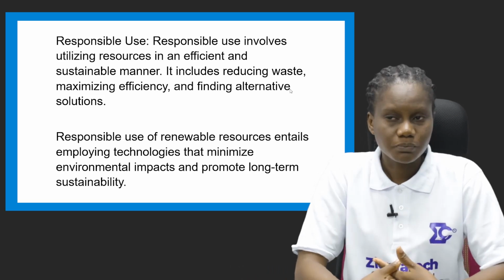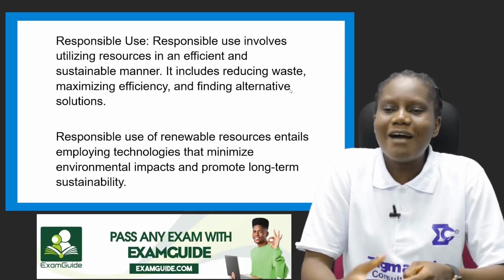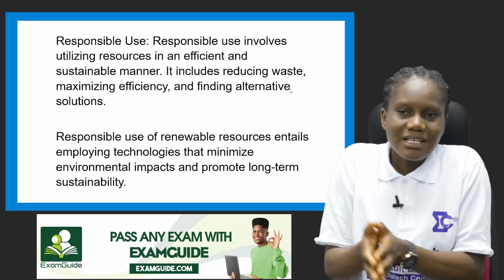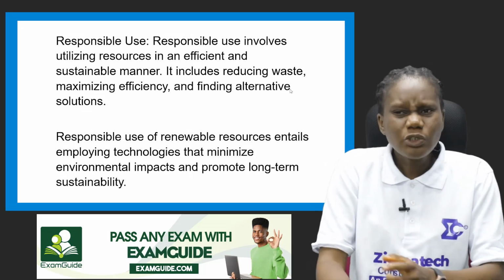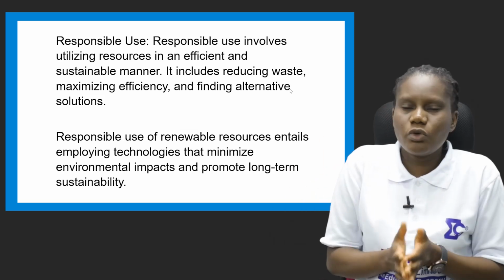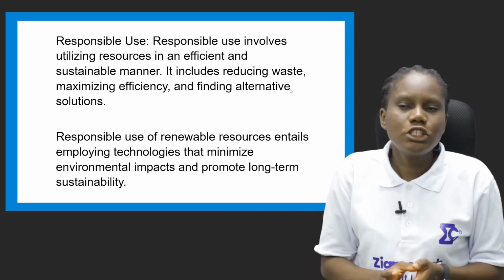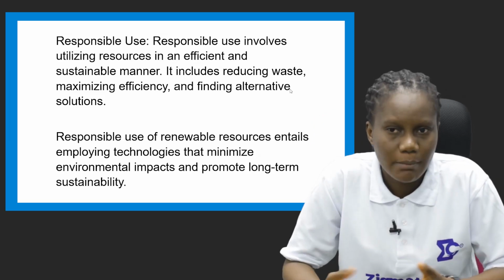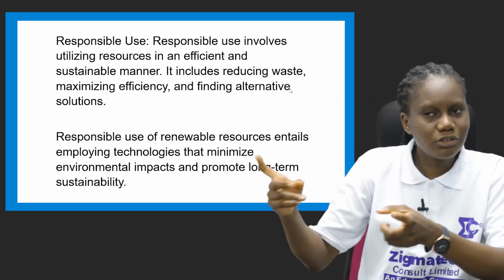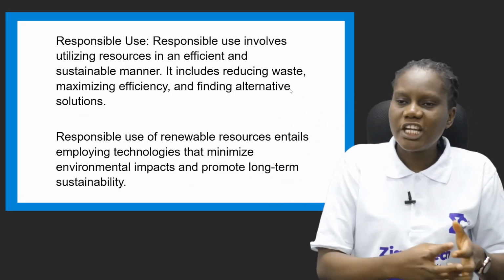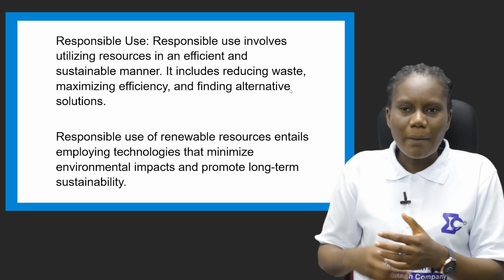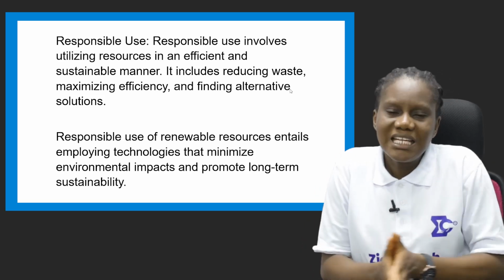Same thing with our resources. Because they are available does not mean that we should waste them. So we should reduce wastage, maximize them efficiently, and find alternative solutions. Even as we use this one, what other alternative can we use? Imagine that we are just depending on the energy from water alone, maybe through our dams, and we don't look for an alternative solution like generating electricity from sunlight or from the wind. So as we are using this, we are reducing waste, maximizing them, and also looking for alternative solutions.